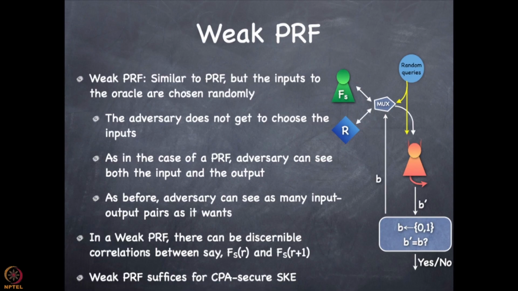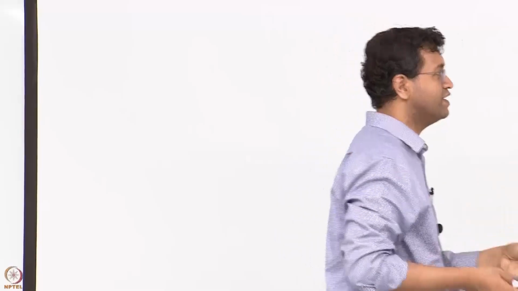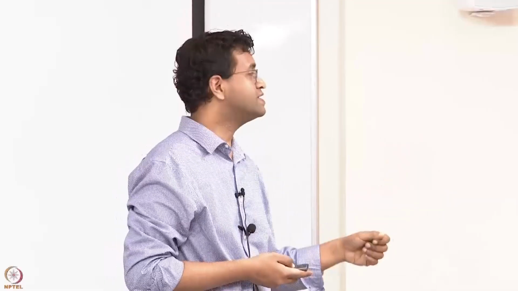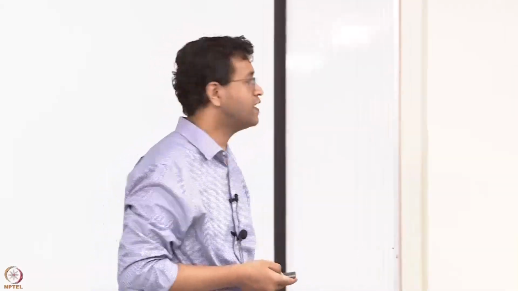Okay, so the weak PRF is exactly like a normal PRF we defined, except that the adversary doesn't get to pick the queries. We pick the queries at random. The adversary only gets to see them. Okay, so this is good enough for getting our encryption. Our block ciphers or PRFs we'll have use for that shortly. But for what we needed for that encryption, that particular instance was just a weak PRF. So a weak PRF suffices for CPA secure encryption.